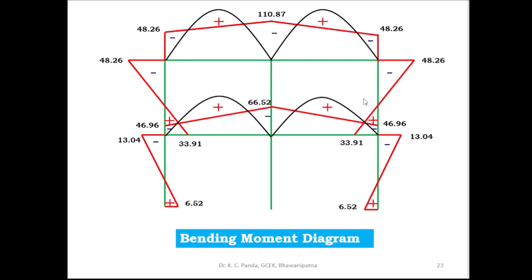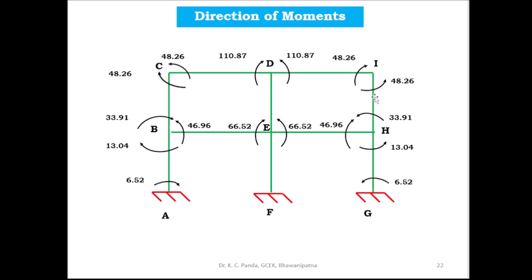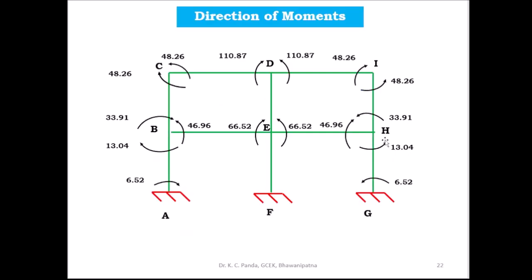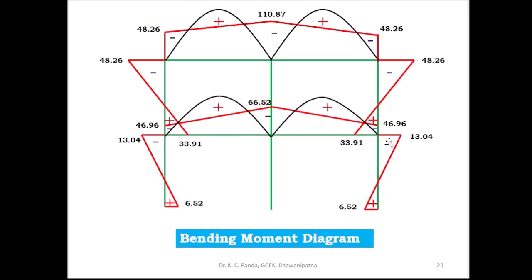the top horizontal member. And for this member, this side 48.26, this side 33.91, so draw this side 48.26, draw this side 33.91 and join these two points. Now this is negative and this is positive. Similarly here also take 13.04 and this side 6.52, then join these two points. This is negative and this is positive. This is the negative bending moment diagram. The red line marked here is the negative bending moment diagram; except where tension is inside, that is positive.